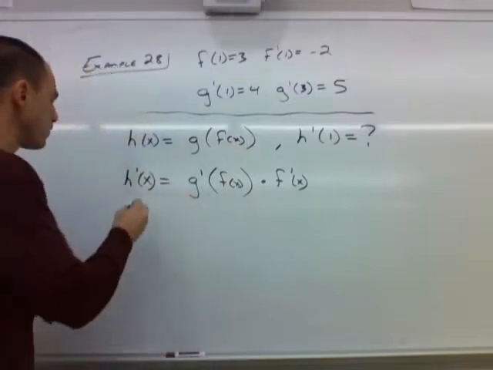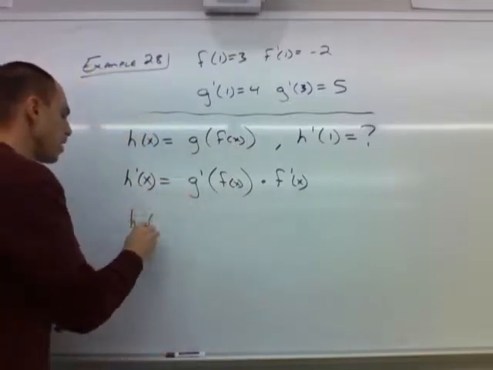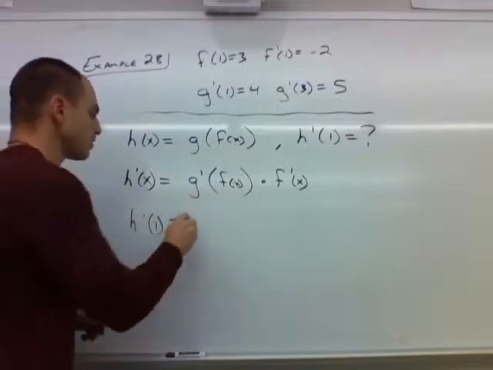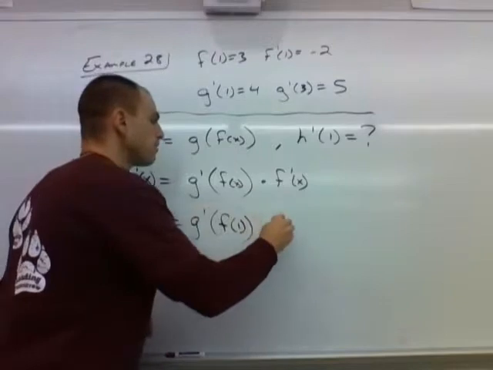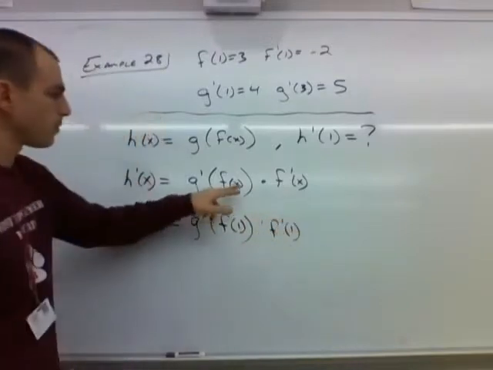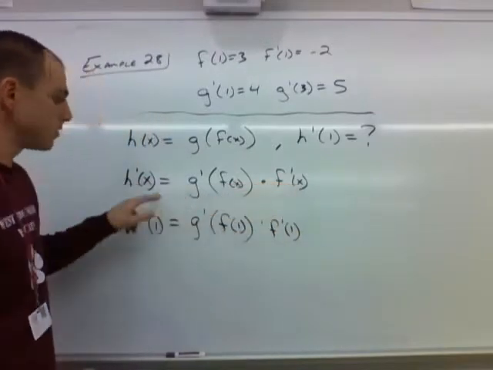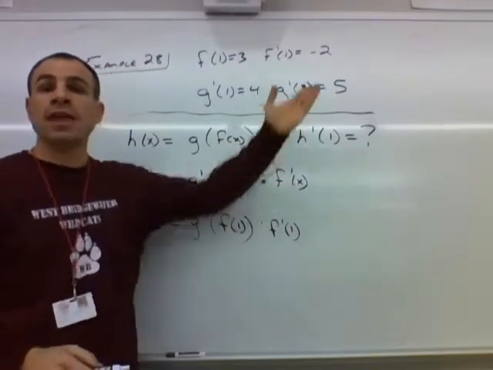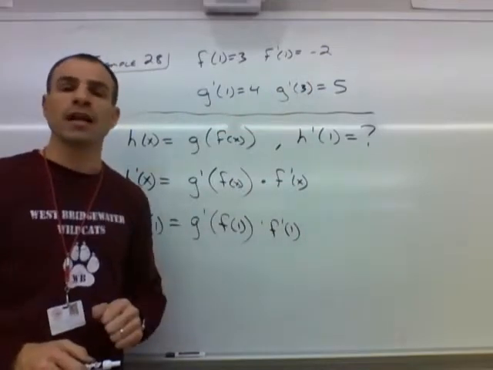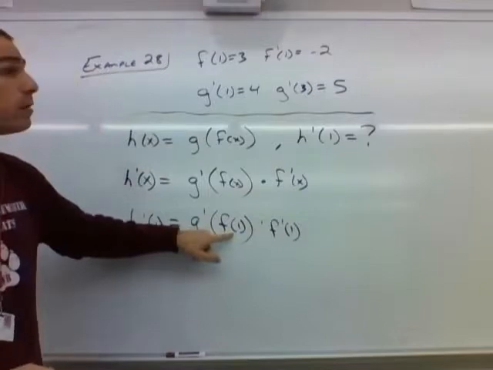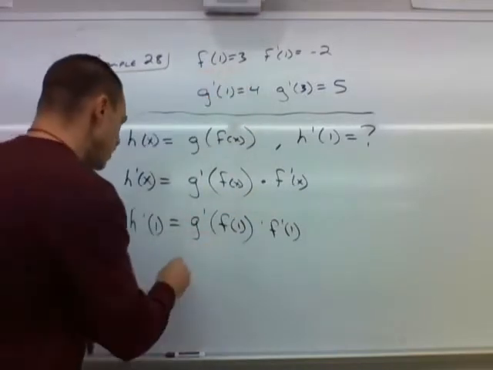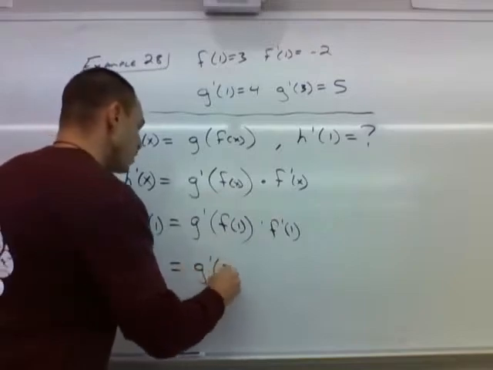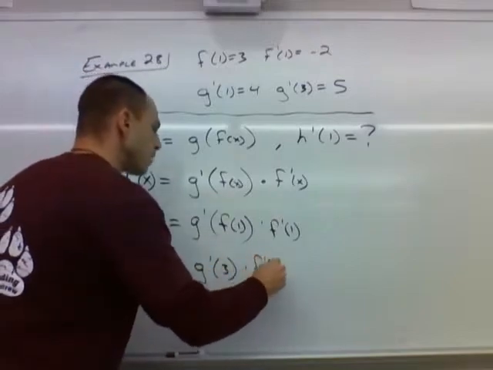Okay, so now let's find h prime of 1. That's going to be g prime of f of 1 times f prime of 1. All I've done is I've replaced the x's with 1's in all three cases. And that allows us to go to our data up there. We need f of 1. We're told that f of 1 is 3. So this now becomes g prime of 3 times f prime of 1.